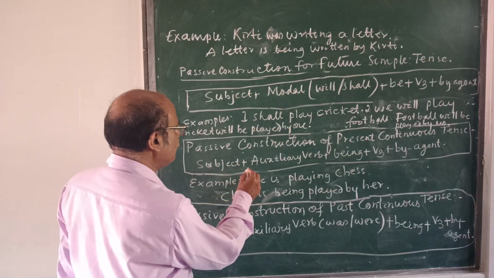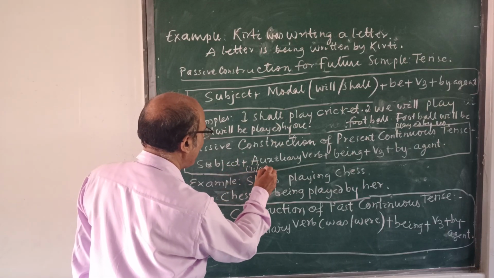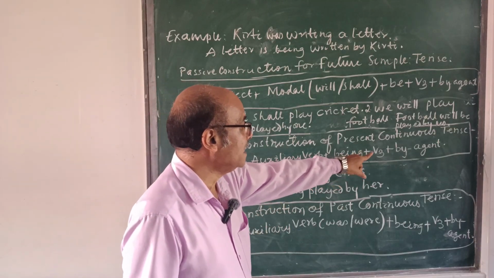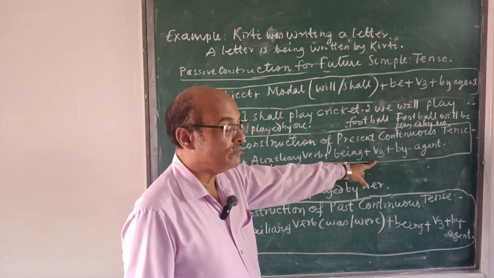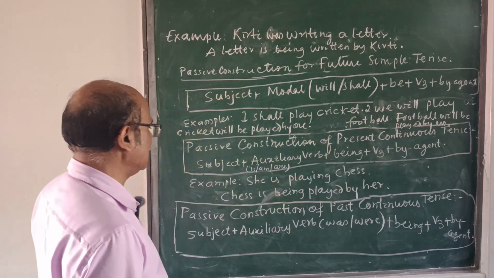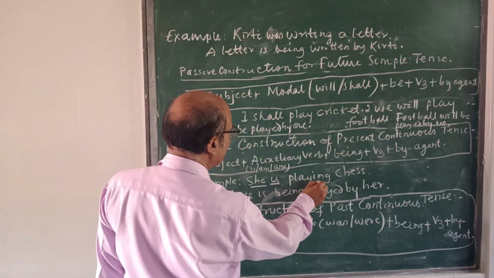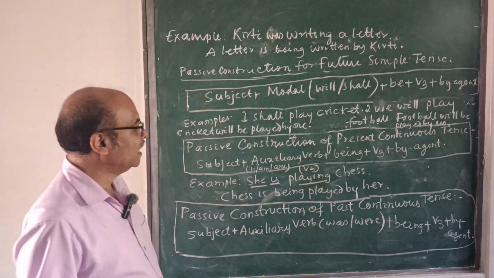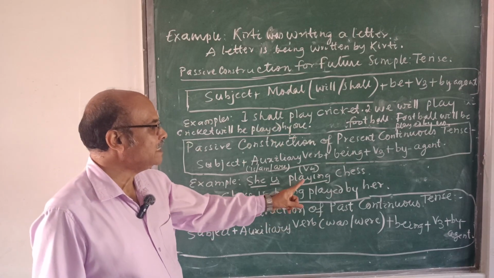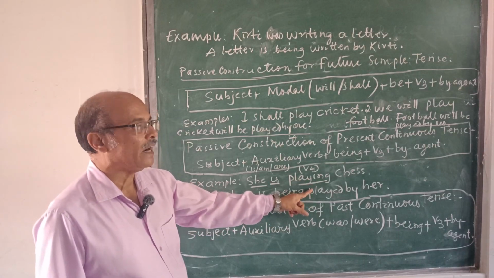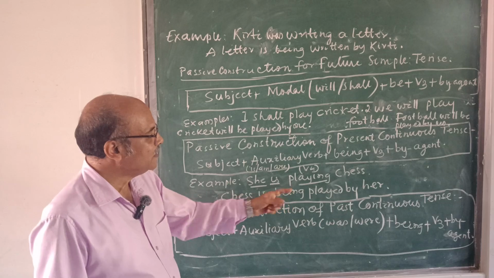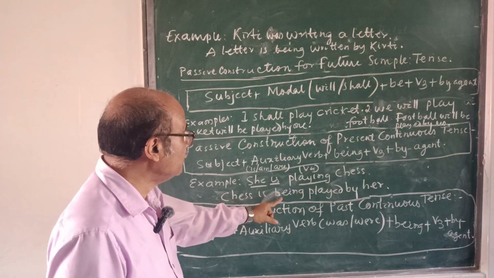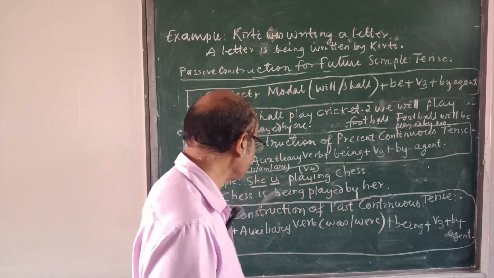Then passive construction of present continuous tense. Subject, auxiliary verb here is, am, are, plus being, plus V3, that is past participle of the main verb. Then comes your by agent. She is playing chess. So here playing is a V4. I have told you in the earlier class, when a verb has ing with it, it becomes your present participle, and it is used in present continuous tense and present perfect continuous tense. Chess is being played by her.